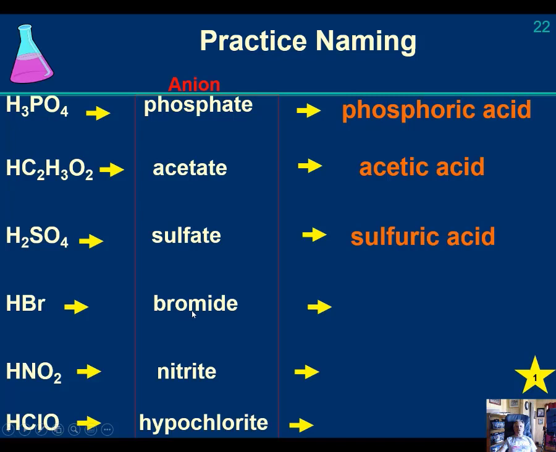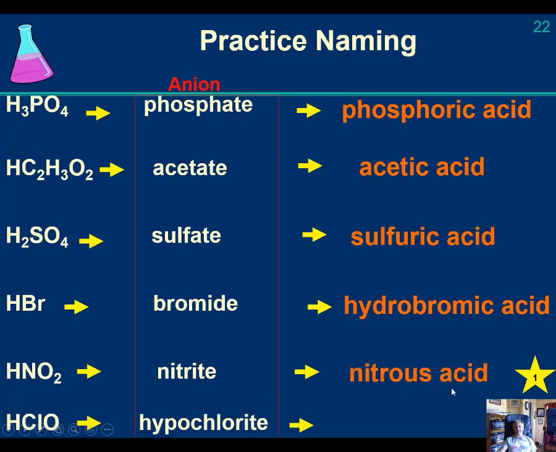Here is bromide. So this is hydrogen bromide. This is an IDE, a binary acid. So we're going to drop the IDE, add the prefix hydro, and the suffix ic, so we have hydrobromic acid. This is nitrite, HNO2, polyatomic oxyanion. Drop the ITE, just say the anion name, nitrous acid. That's an ITE. It goes to OUS, nitrous acid.